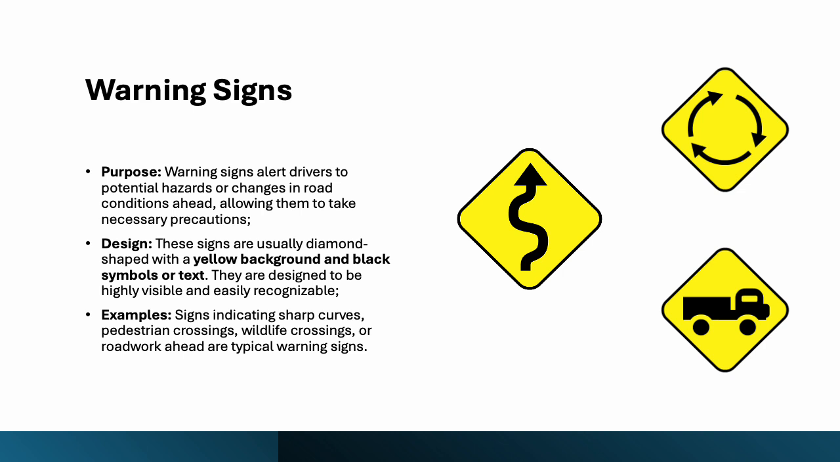Examples: signs indicating sharp curves, pedestrian crossings, wildlife crossings, or road work ahead are typical warning signs.